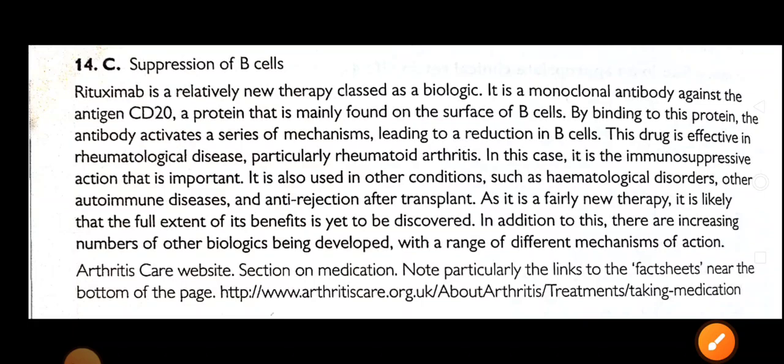Rituximab is a relatively new therapy classed as a biologic. It is a monoclonal antibody against the antigen CD20, a protein that is mainly found on the surface of B cells.